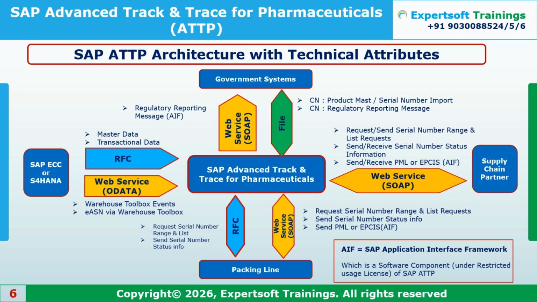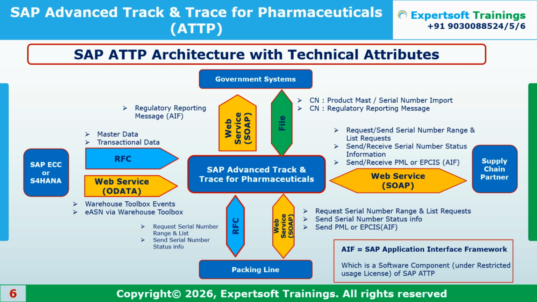Yeah, here there are two-way communications between the MS and the SAP ATTP, right? But the MS will give the request to the SAP ATTP to get the number, right? That number will be used by that MS. Then once it is there, it has to send the EPCIS file to the SAP ATTP, right? What is MS? MS means marketing authorization holder, the brand owner.